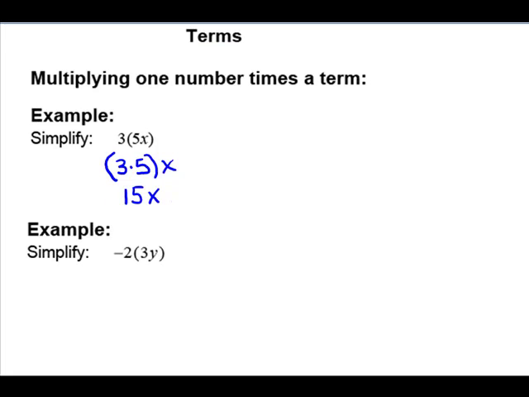Here's another example. Simplify negative 2 times 3y. It is all multiplication, so we could regroup and do negative 2 times 3 and then times the y. So we'll multiply. We only have one negative. That's odd, so negative. So we get negative 6y. After you do a few of these, you realize that just the numbers are going to multiply and you're going to attach the variable. So you really don't have to go through the regrouping process.